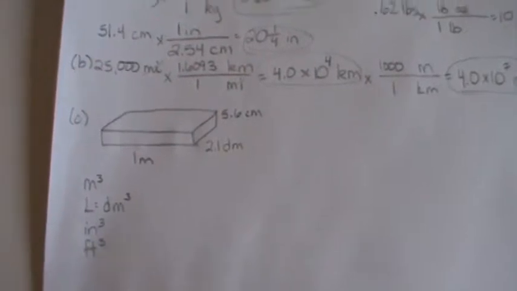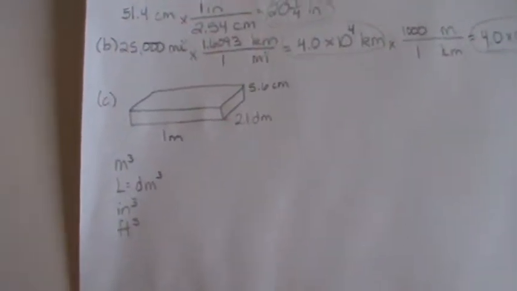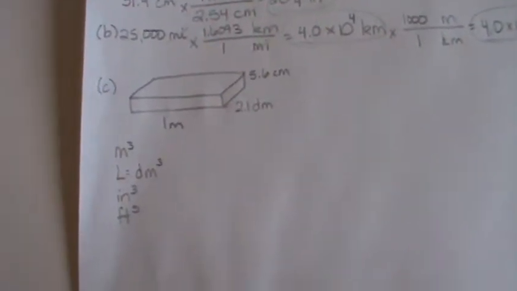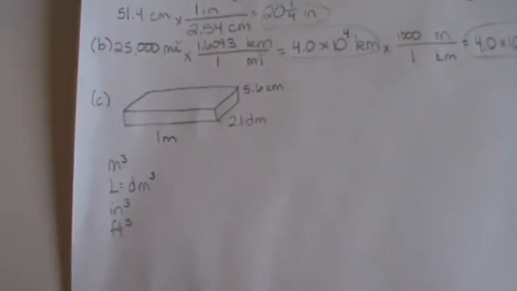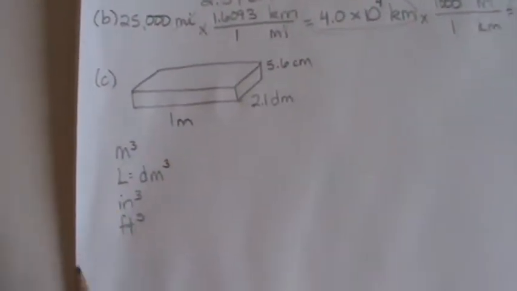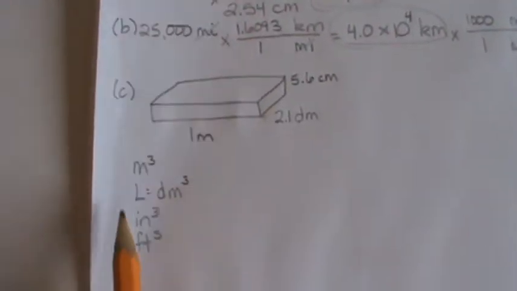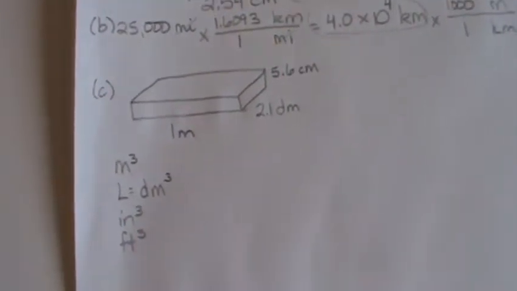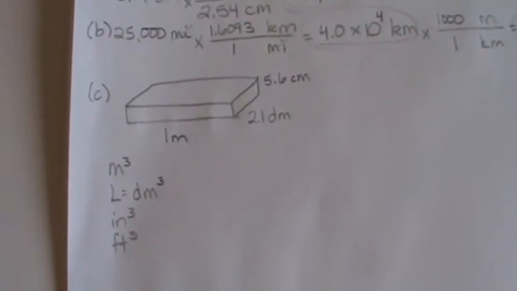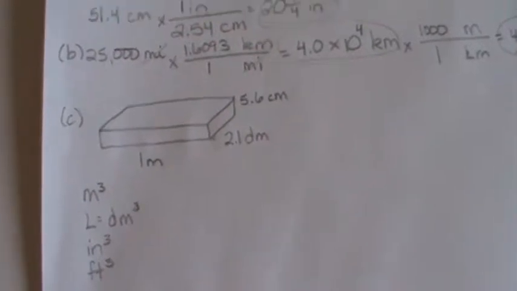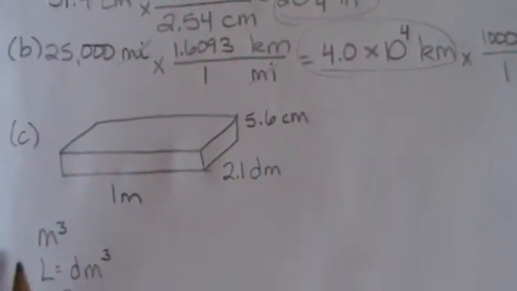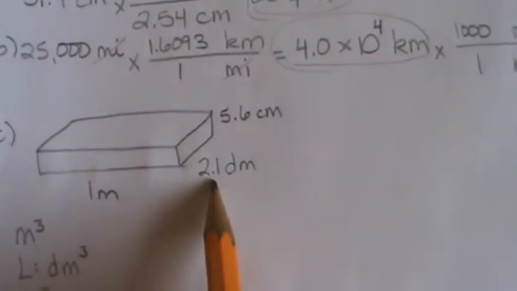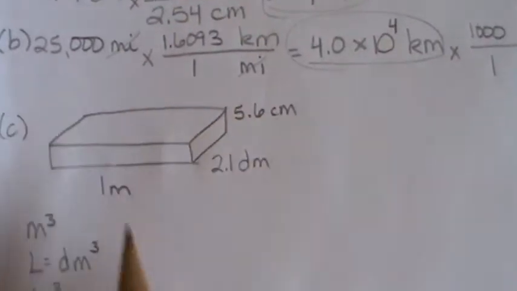C describes a rectangular solid. So the first thing that I did is I drew it. Okay, that is by far the best way to do that. And then they tell us that they want us to find it in meters cubed, liters, inches cubed, and feet cubed. Okay, so what we're going to do here is start out by saying, oh look, we're in 1 meter, 2.1 decimeters, and 5.6 centimeters.